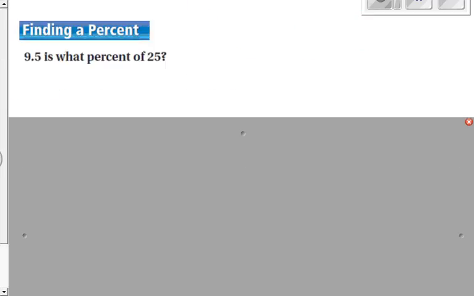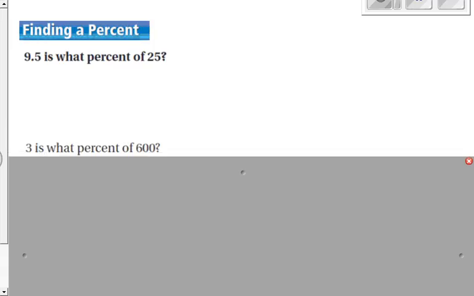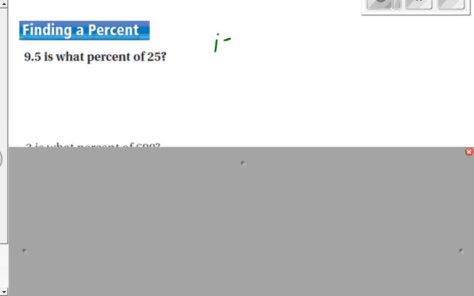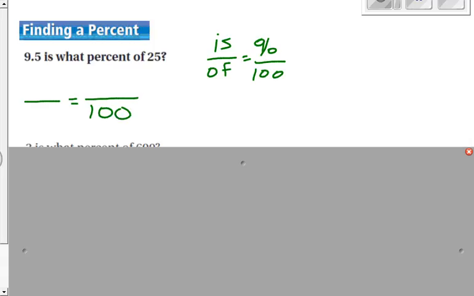The next problem says 9.5 is what percent of 25? So again, we are going to use is over of equals percent over 100. So we're going to put 100 on the bottom right. It says 9.5 is, so it's going to go on the top left, is what percent, we don't know, of 25. So 25 is going to go on the bottom left. So now we are going to multiply 9.5 times 100.